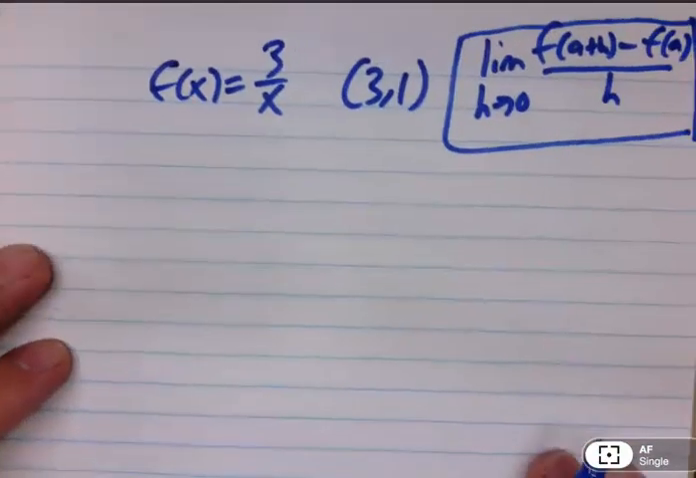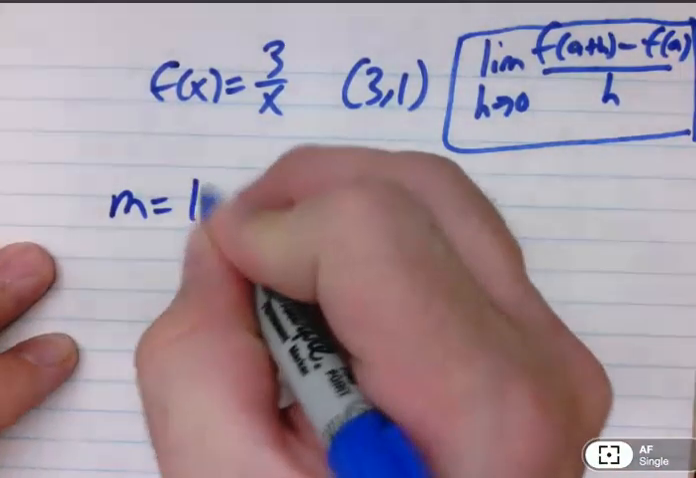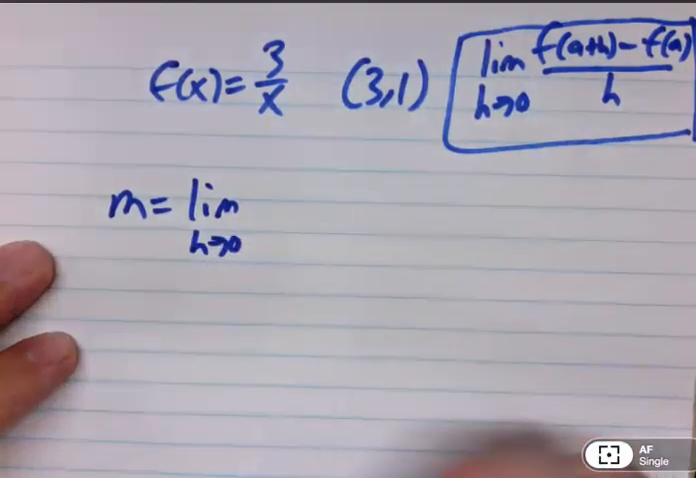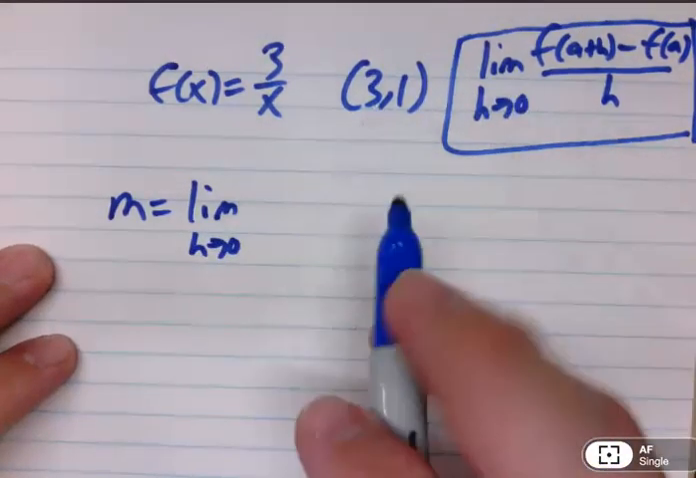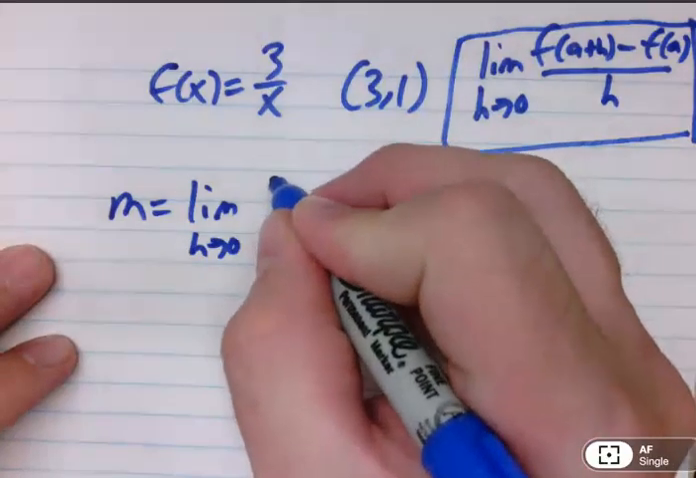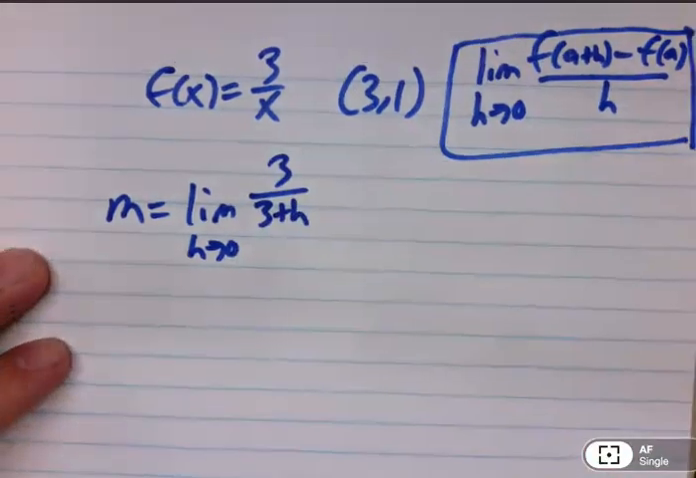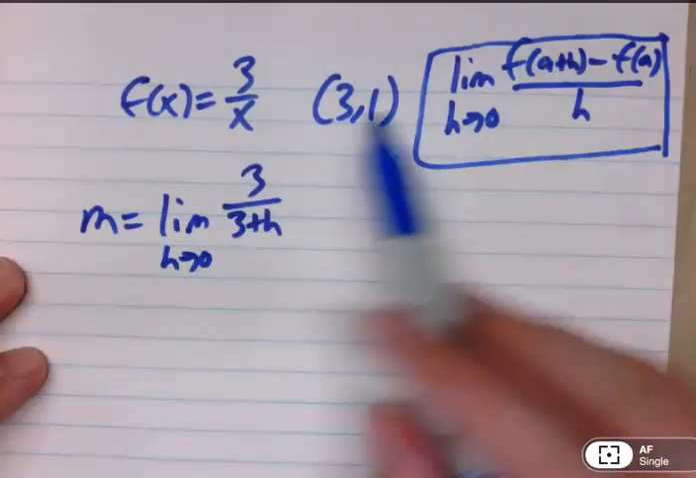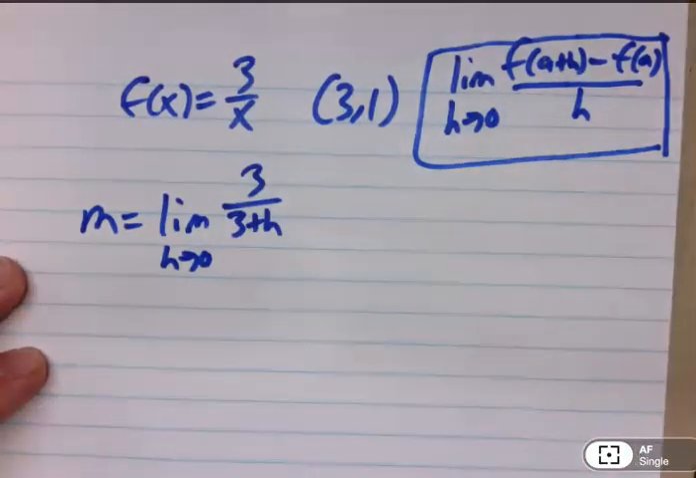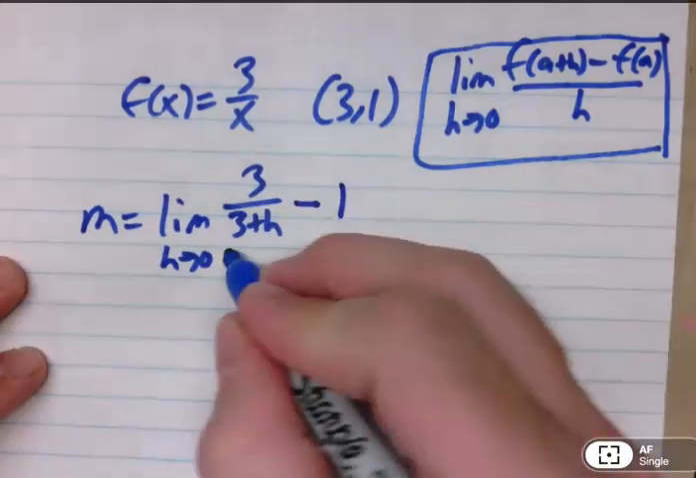Okay, let's substitute in. So my slope is going to be the limit as h goes to 0. f of a plus h is the same as f of 3 plus h. So that's going to be 3 over 3 plus h. Replace x with whatever's in here. Replace it with a plus h, but a is 3, so I'm going to replace it with 3 plus h, minus f of a, which is 1, all over h.